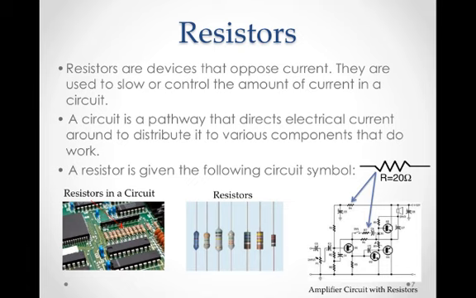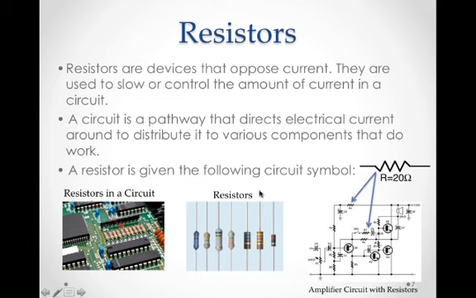Resistance is provided by a device called a resistor. Resistors are devices that oppose current. They are used to slow or control the amount of current in a circuit. A circuit is a pathway that directs electrical current around to distribute it to various components that do work. Here's a circuit right down here we'll look at in a second.